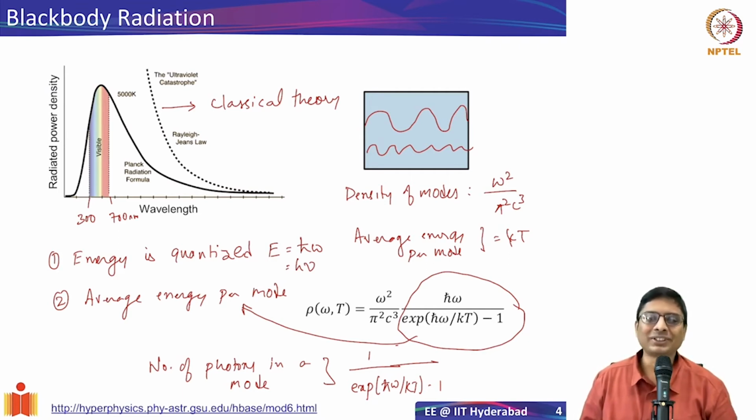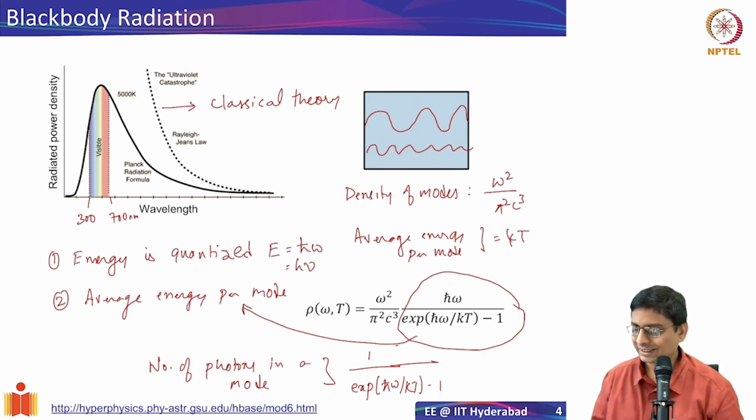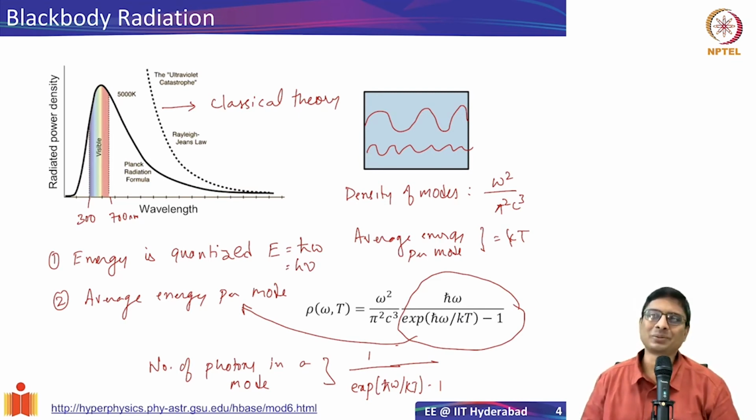I mean, you can actually do this experiment. The density of modes is omega square divided by pi square c cube. So that's the density of modes. You can compute how many modes are there in a particular volume. And from that you will see that it's a huge number of modes, and the energy is quite small.